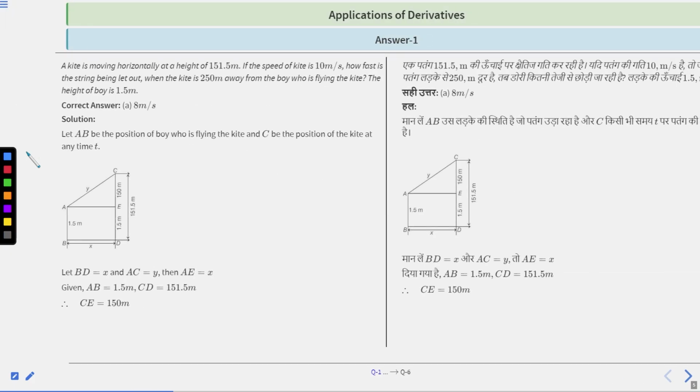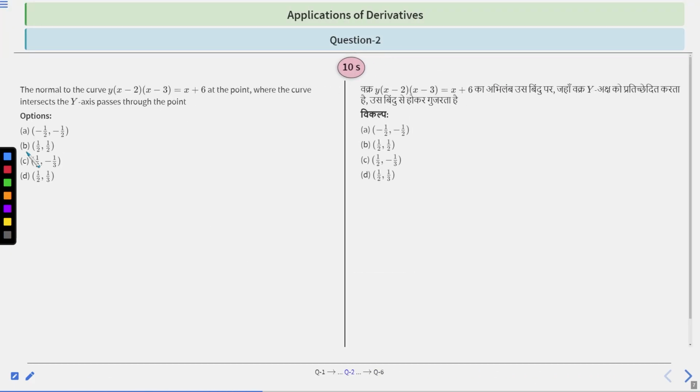Okay, let's move to the next question. Question number 2, which says the normal to the curve y(x − 2)(x − 3) = x + 6 at the point where the curve intersects the y-axis passes through the point, right?